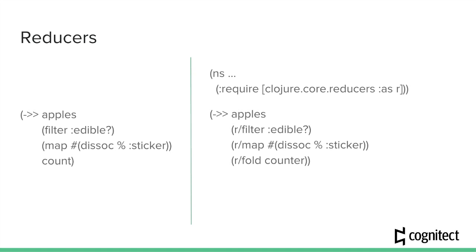So here I have the exact same apples, but now I use the reducers version of filter. So in parallel, find me all the edible apples, and then in parallel, remove all the stickers, and then using a parallel version of reduce called fold, go ahead and count that up. So let's use all the infrastructure. Clojure is a modern language about modern infrastructure to build modern systems. Let's go ahead and use all the resources available that we can.